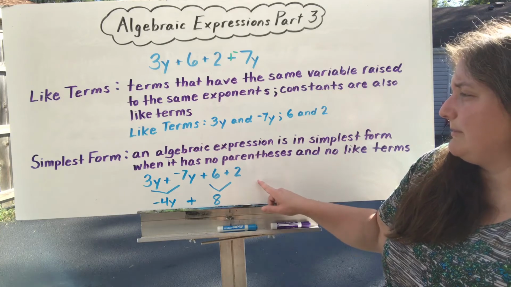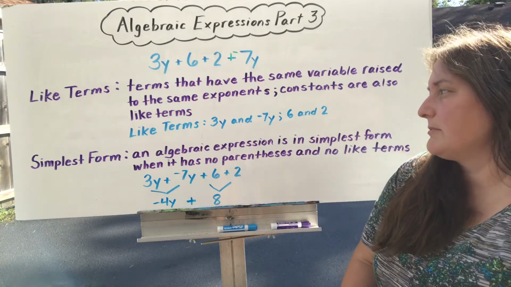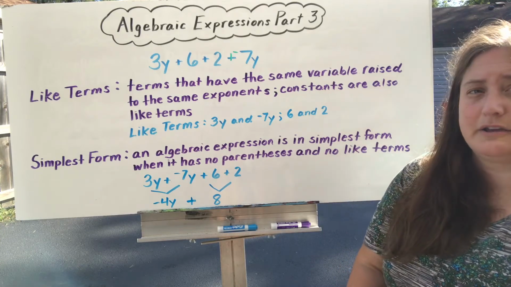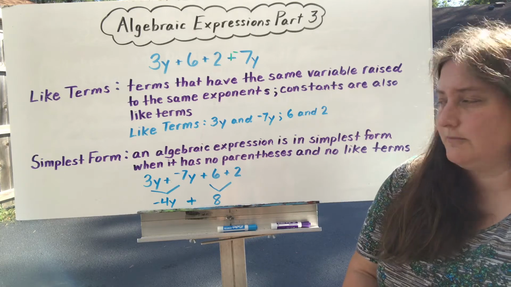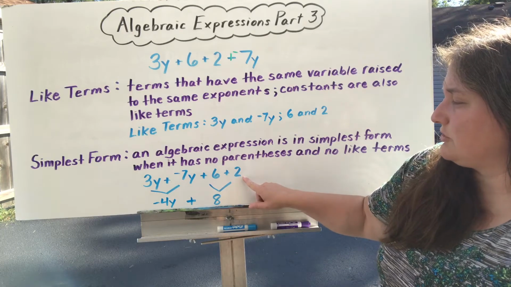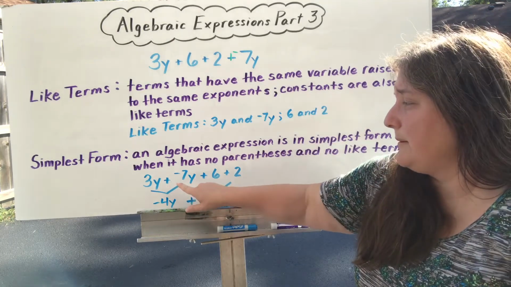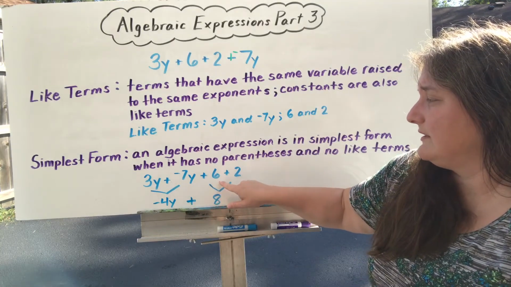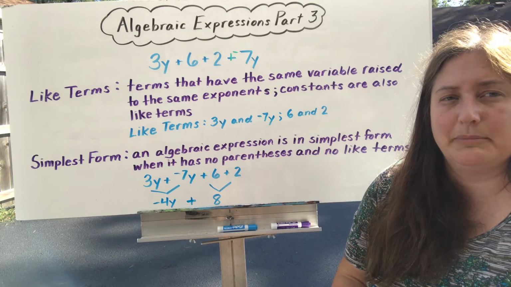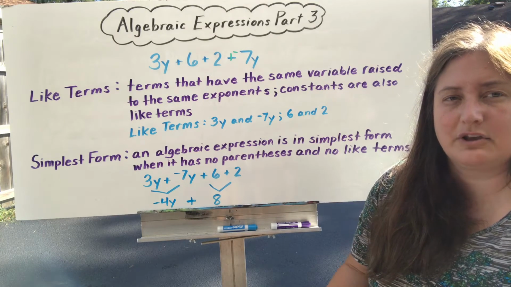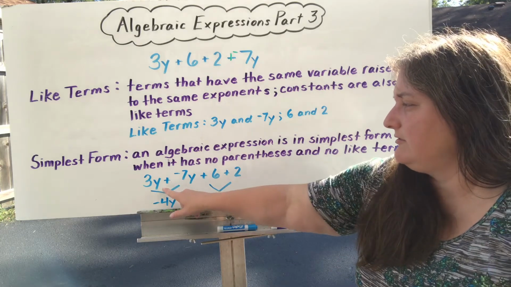Another thing we're going to be talking about here is putting these expressions into simplest form. Simplest form is defined as an expression having no parentheses and no other possible like terms. So we start with the expression that we have up here, except I've rewritten it. I've made it 3y plus negative 7y plus 6 plus 2. And that's okay because you can take any addition problem and rearrange it and it's going to give you the same answer.